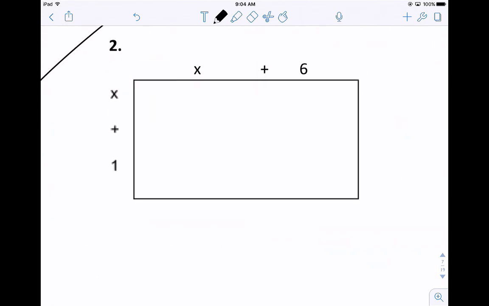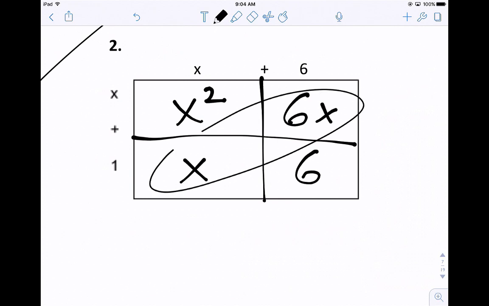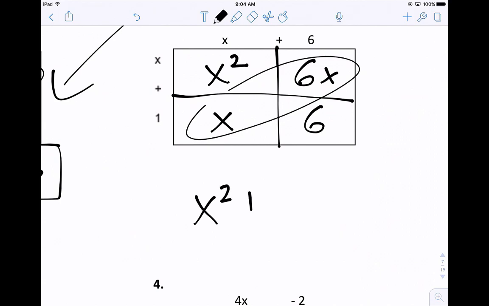Let's look at this one right here. All right, so here we have x squared. We have 6x, 1x, and a 6. Combine like terms, and you get x squared plus 7x plus 6.